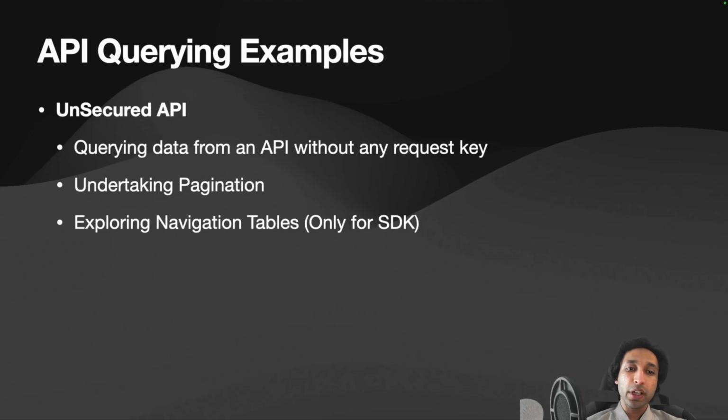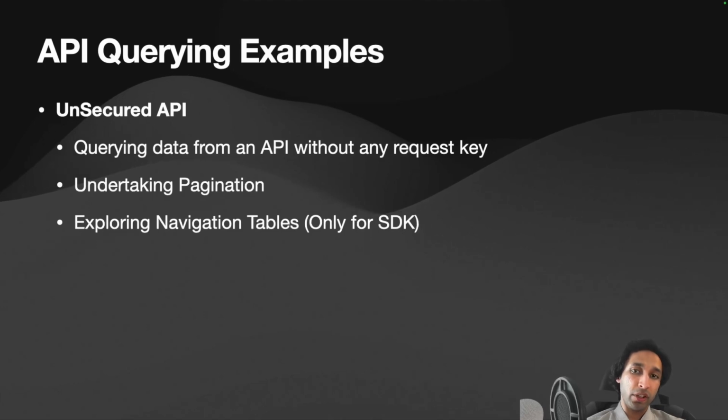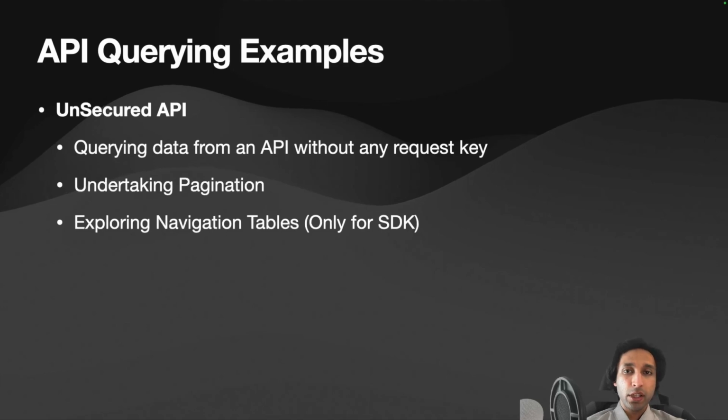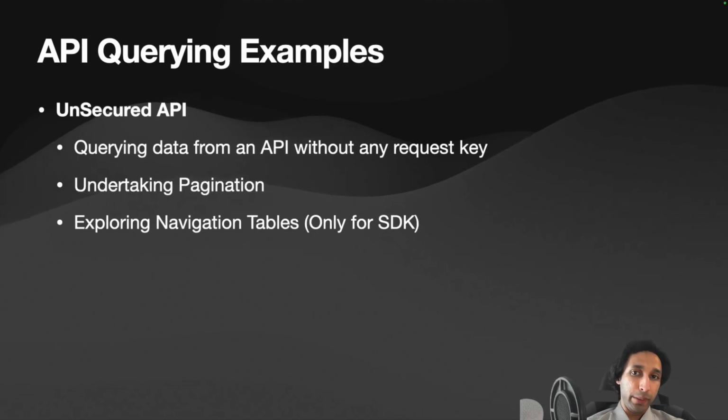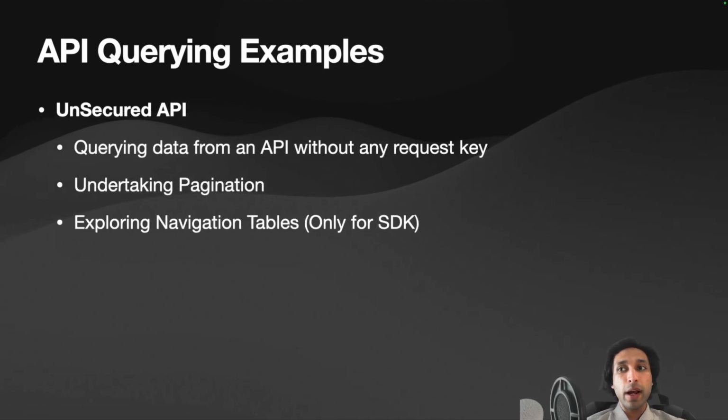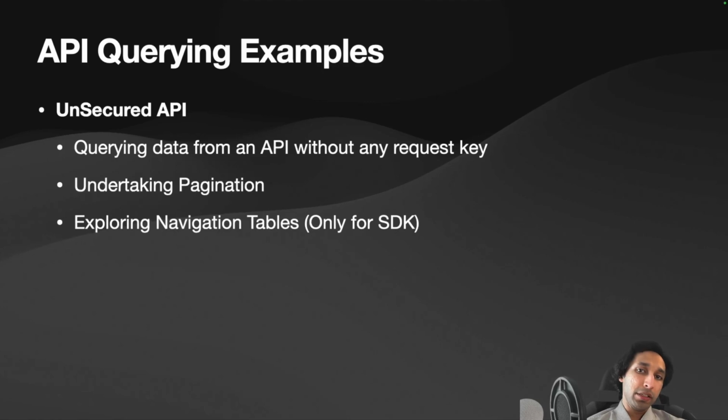So start off with unsecured APIs. An unsecured API is when you want to pull in data and there's no request key involved. So you just pass in the URL and you get the data essentially. So let's consider an example where you have an API that returns a list of boys' names. So you just pass in that URL, but there might be pagination required here. Why? Because in most APIs, they don't give you the entire data in one call. There might be a limit.